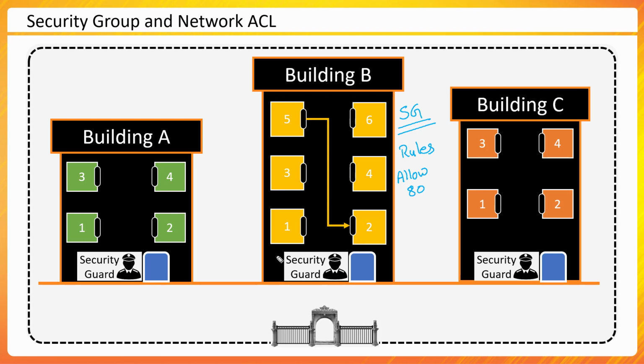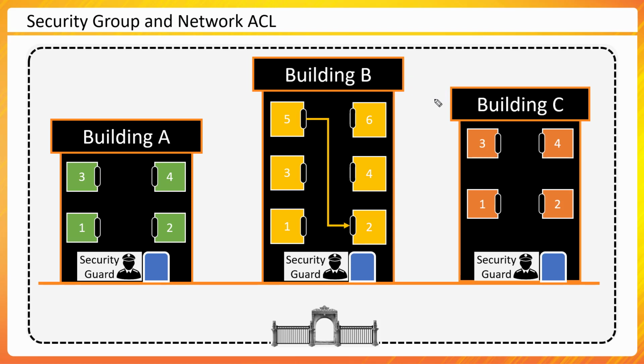In this case, the communication from 5 to 2 is not subjected to the security guard. They are communicating internally because it is within the building. So the idea here is if your machines are communicating within the subnet, the only security control they have is a security group. Let's see another communication now.